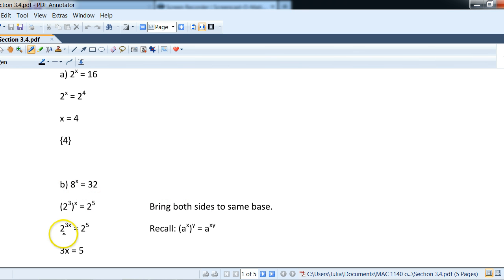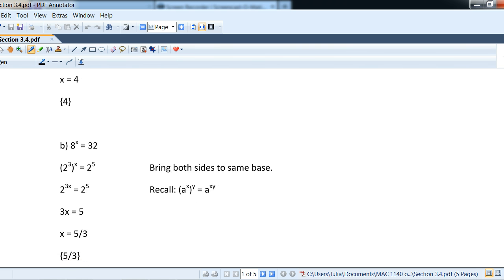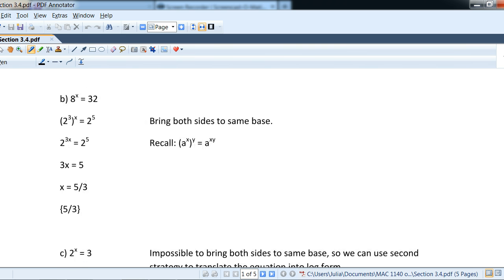So basically, if the bases are the same, the exponents are the same also. They do not quite cancel, it's just that they're equal. And so we have 3x equals 5, so x is 5/3, and that's the solution.